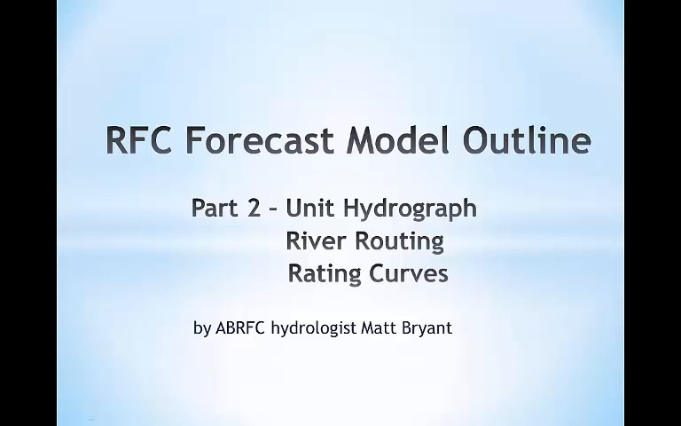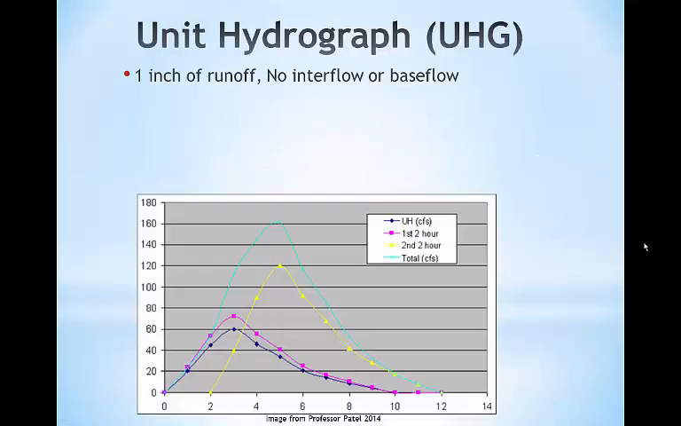In part 1 of the RFC forecast model outline, we covered the SAC model. Here in part 2, we'll be covering the unit hydrograph, river routings, and the rating curves. The unit hydrograph is based off the shape of a basin.